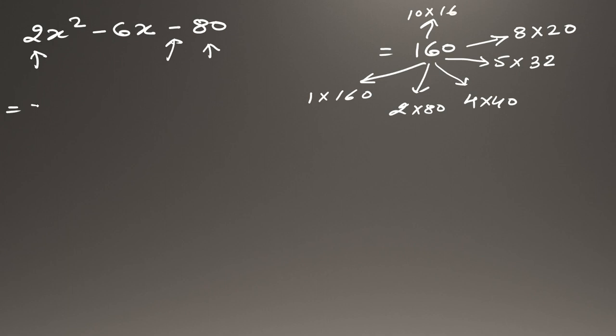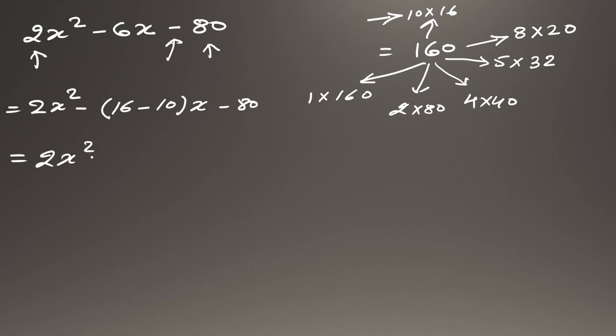Yes. So it will be 2x square. Hope you understand this method, my dear students. Again, I am telling you, this method is for the beginning, for the starting. But if you are very good in calculation, you will see the question and quickly find the pair that will solve the purpose. Okay. So in place of 6, I am going to choose this pair, 16 minus 10 times x minus 80. So it will be 2x square minus 16x, minus times minus will become plus 10x minus 80.